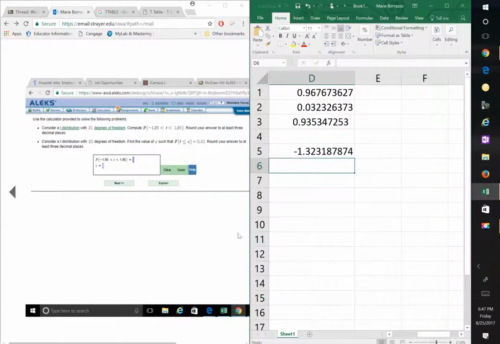Alright, here we are with a question about t-distribution. And so what we're going to do is we're going to use Excel for this. So if you've noticed here, this says consider a t-distribution with 21 degrees of freedom. It says compute the probability given that the t-value is between negative 1.95 and 1.95. And then they want you to round your answer to at least 3 decimal places.